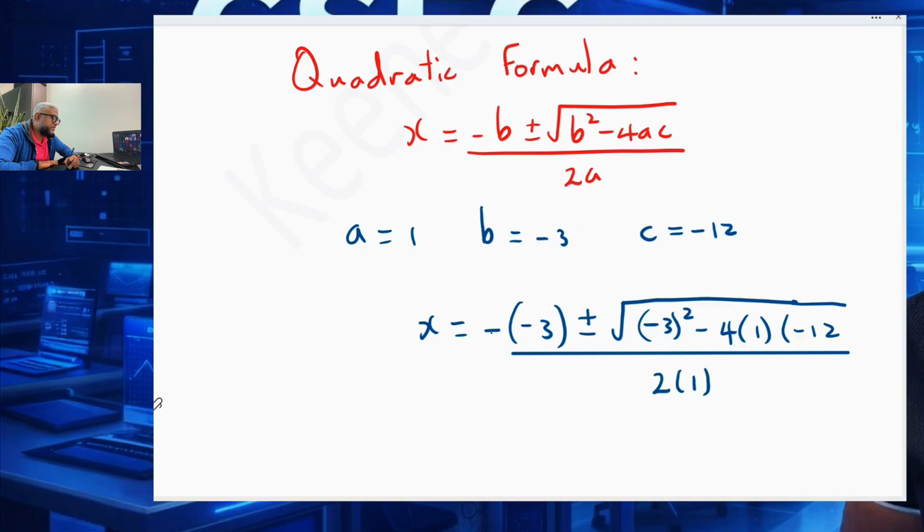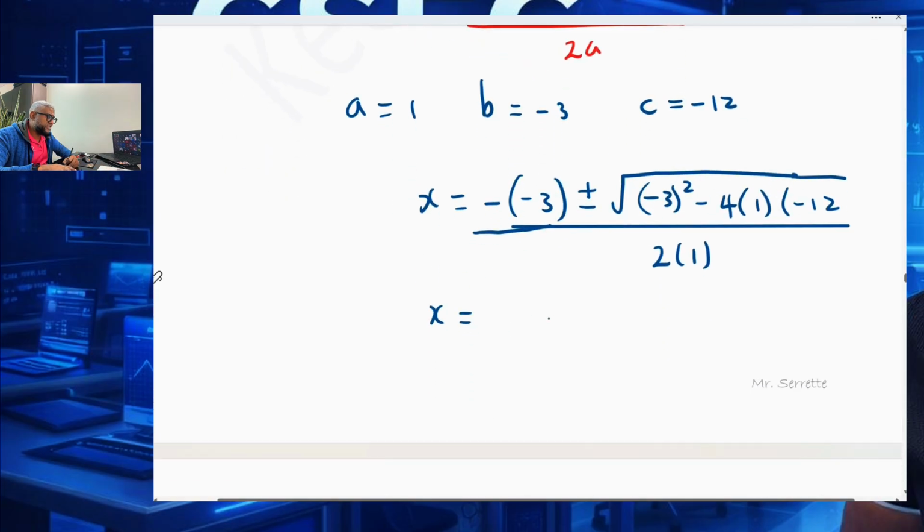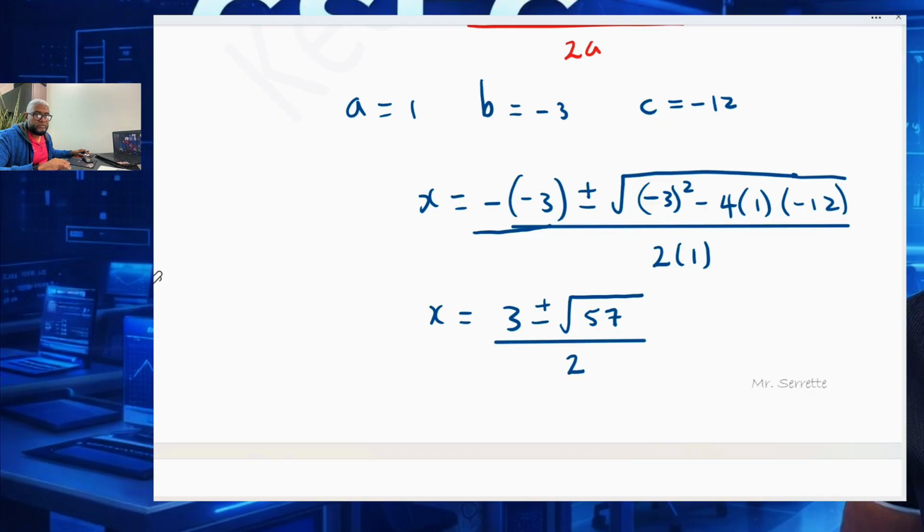Let's simplify some stuff here, right? So x will be equal to negative, and a negative negative is a positive, so I can just write 3 here, plus or minus the square root of what do I get when I work out underneath the square root here? 9 plus 48, which should be positive 57, all over 2.